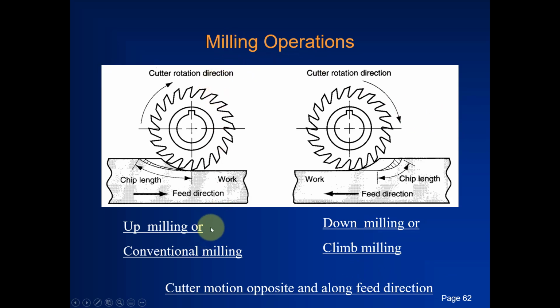These are the two types, up milling and down milling. So I will explain that the type of peripheral milling operation which will give you a better surface finish is down milling, and it will work well as compared to up milling. Why?